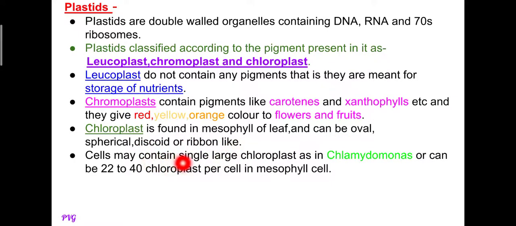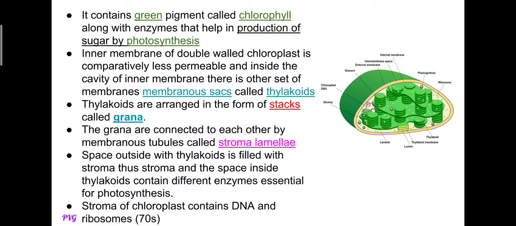Thus, cells may contain a single large chloroplast, as in Chlamydomonas algae, or there can be 22 to 40 chloroplasts per cell in a mesophyll cell. Actually, we study the structure of chloroplast. See the diagrammatic representation.